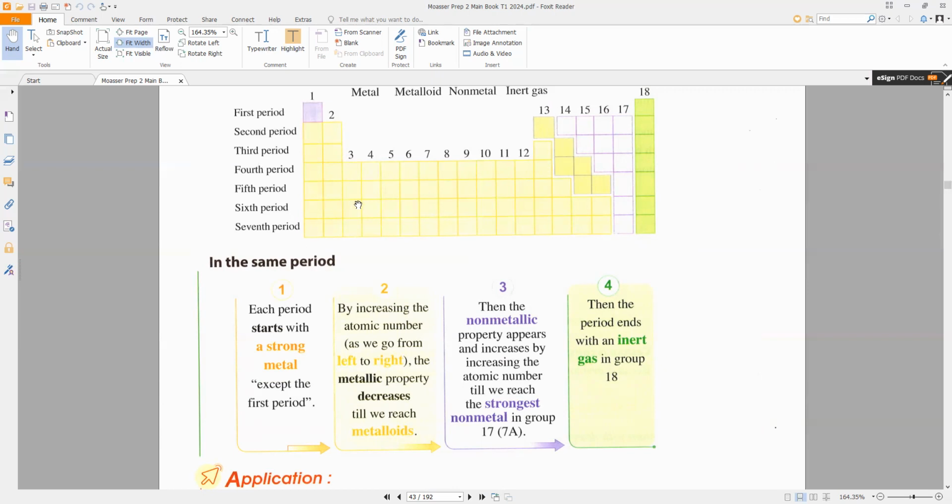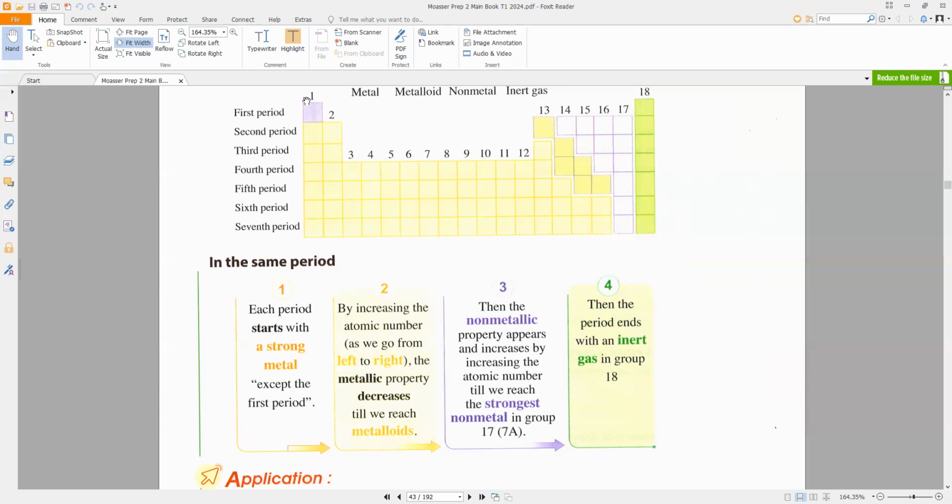As we move along the period, the metallic properties decrease, reaching the metalloids. Then after that, the non-metal property in the period increases. So the strongest non-metal is in group 7A or 17. After that, the noble gases. So each period starts with a strong metal except period number 1.